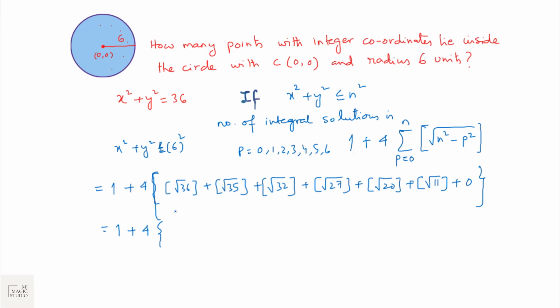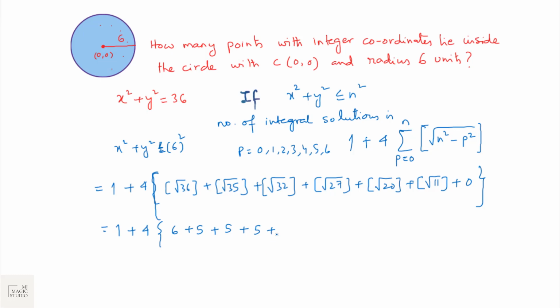Root 36 is 6. So the floor of 6 would be 6, plus root 35 lies between 5 and 6, so the floor is 5. Root 32 floor would be 5. Root 27 is greater than 25, so the floor is 5. Root 20 is less than 25.